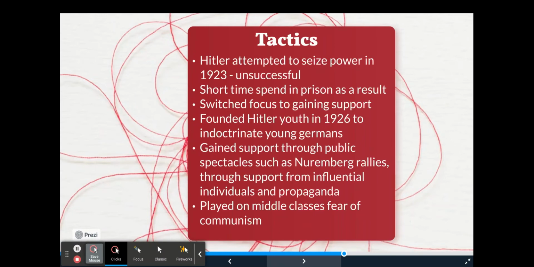He gained support through public spectacles such as the Nuremberg rallies, through support from influential individuals and propaganda. You should all have a vague recollection of propaganda. You looked at it last year in history. So effectively, he was trying to bring in the strongest of people, not necessarily physically, but within society as well. And he played on the middle classes. He really did try to create a sense of fear in people about what communism could potentially do to German society.